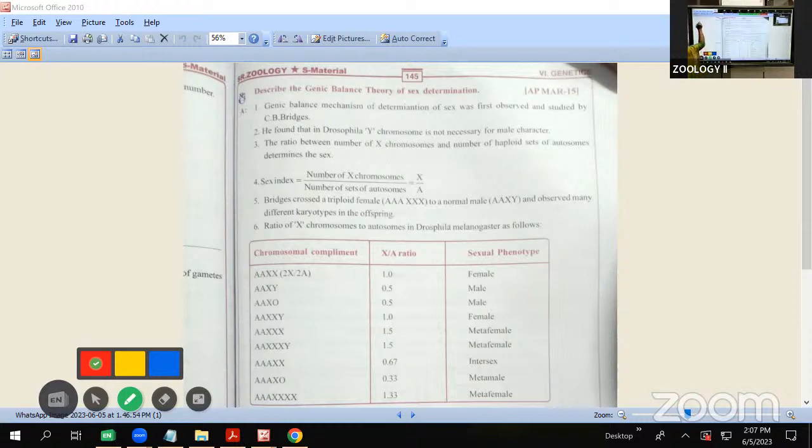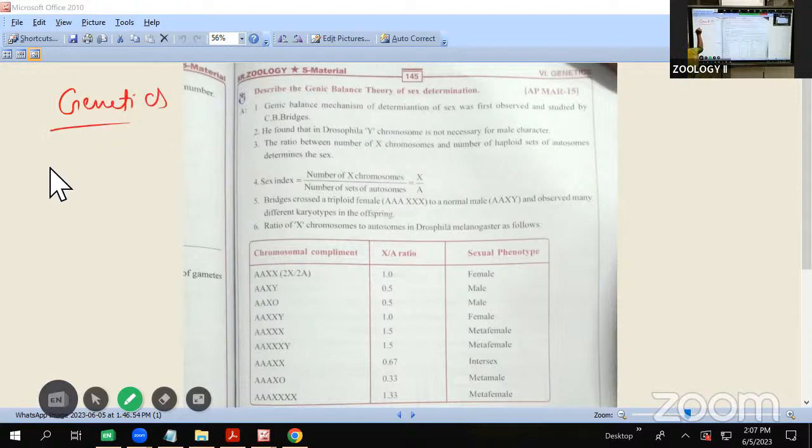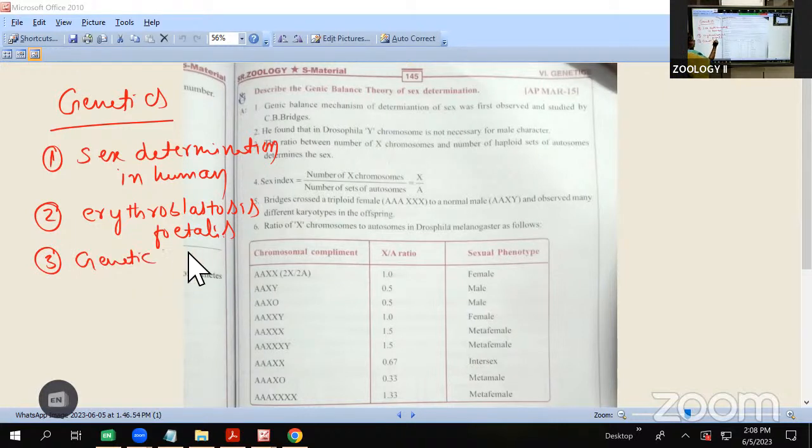Here in genetics, four important questions are there. They are: first one, sex determination in human. Second one is erythroblastosis fetalis. Third one is the genetic balance theory. Next one is the HGP, Human Genome Project.